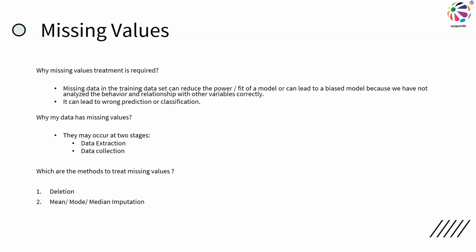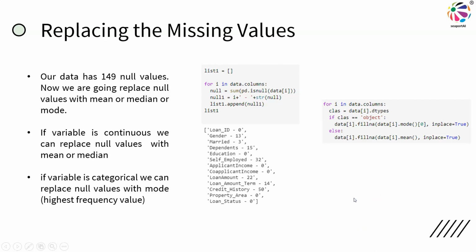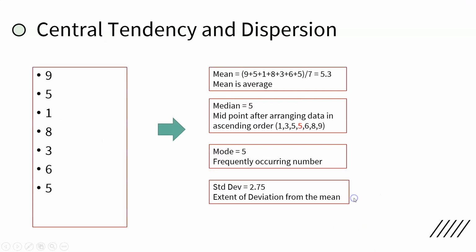First strategy, delete the entire record. Second strategy, use the value of mean or median if that particular missing value should have continuous data, right? If the missing value corresponds to categorical data, use mode, right? We have already seen that. What is mean, median, mode? Let's quickly see and come back, right?